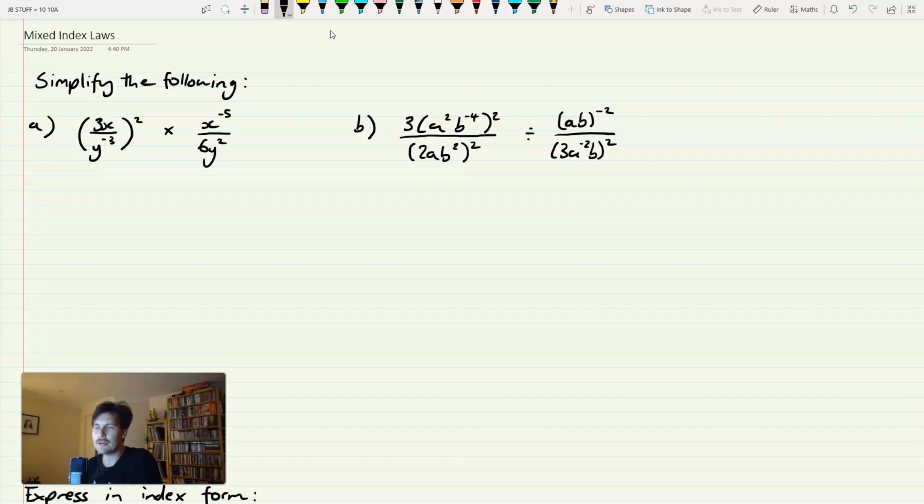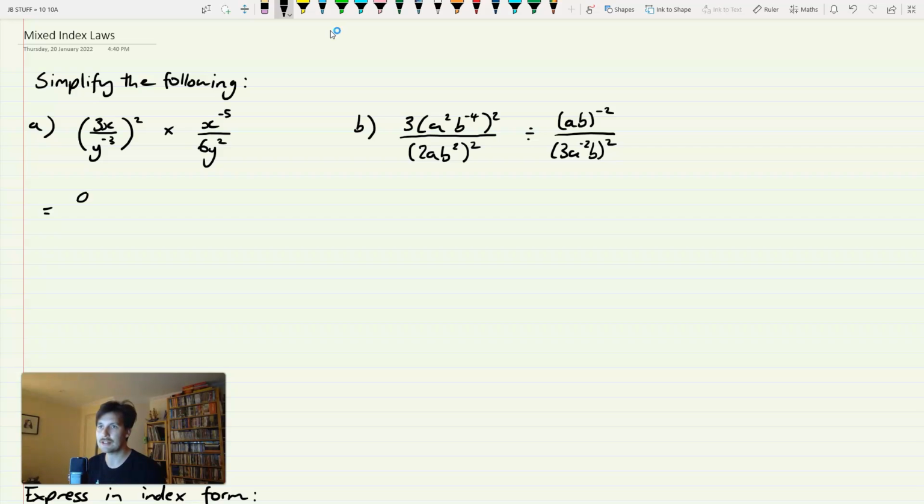Okay, the first one we've got here is 3x over y to the power negative 3, all squared. We're multiplying that by x to the power negative 5 over 6y squared. Cool. Now, as per previous examples, I'm going to start by getting rid of the brackets that are presented to us. So I've got to raise everything in this bracket to the power 2.